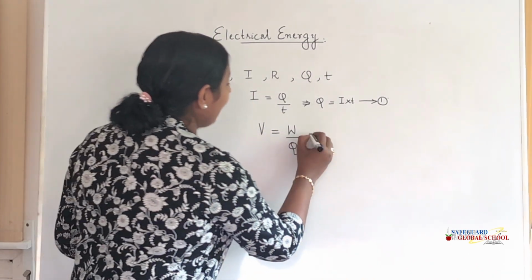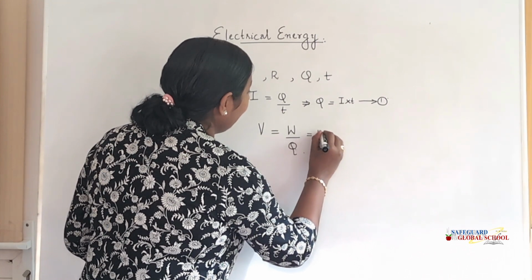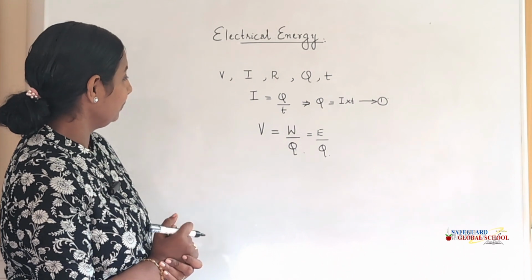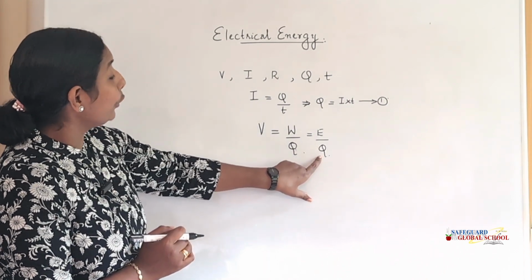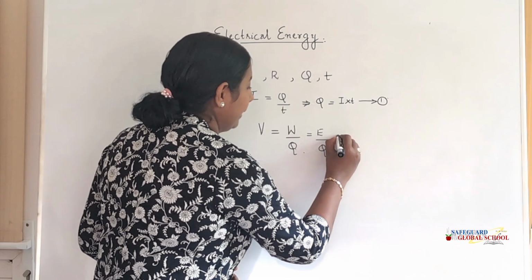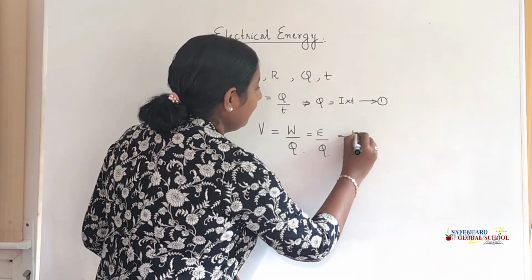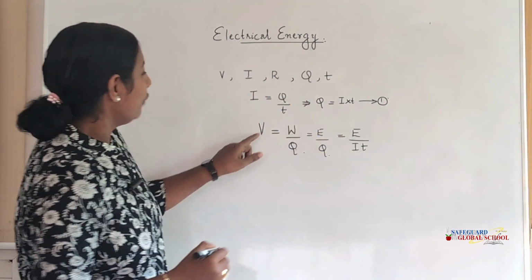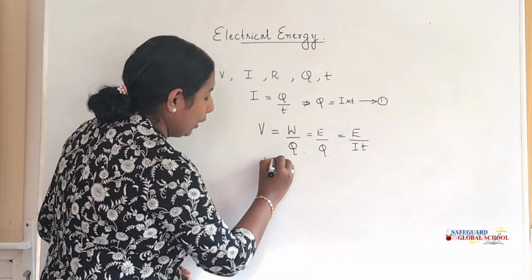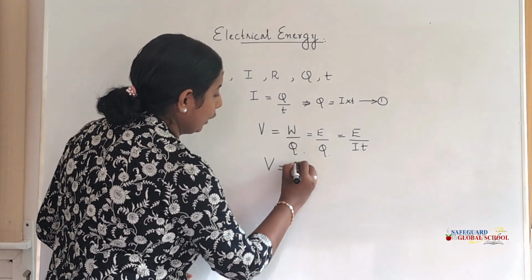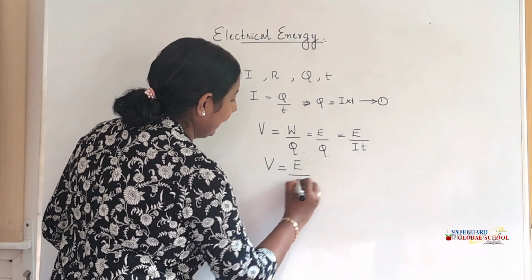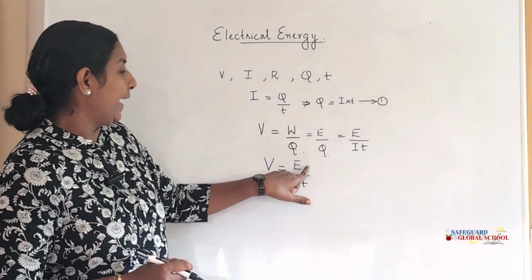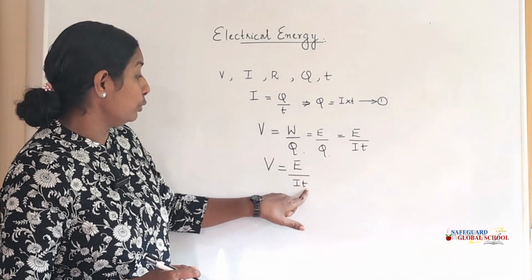So can we write this as E by Q, because work is equal to energy? Then what is Q, children, from the equation? It is E by I into T. So we will get a new equation: potential difference V is equal to E by I into T. That is, the potential difference V is equal to energy by I into T.